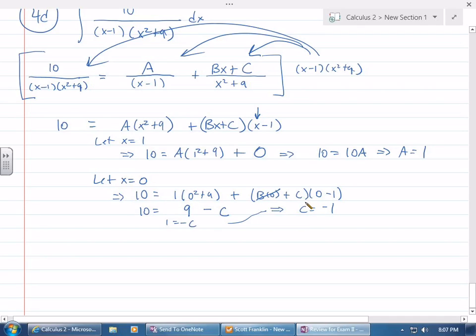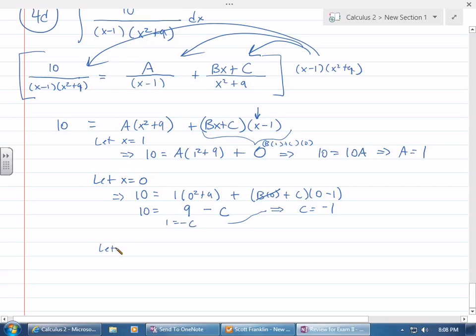Why did you go to 0 for Bx plus C on the first one? When x equals 1, why did this become 0 here? Because when I plug in a 1 here, I get B times 1 plus C, all times 0. Right? 1 minus 1 is 0. Sure. Good question.